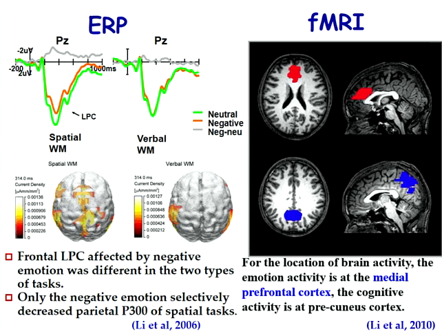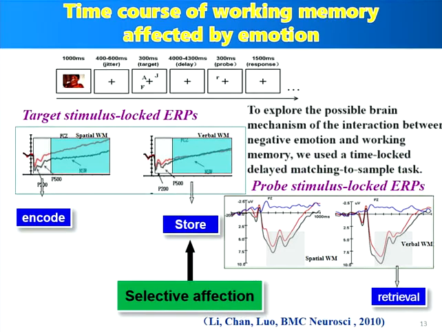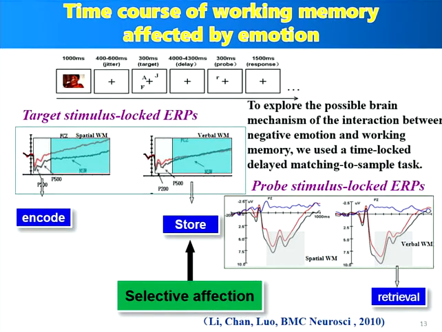For the location of brain activity, we use the fMRI technique. The emotion activity is at the medial prefrontal cortex, whereas the cognitive activity is at the precuneus cortex. We use the time-locked delayed matching to sample task to explore the possible brain mechanism of interaction between emotion and working memory.